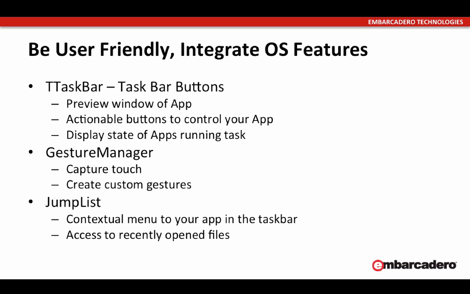Lastly, we will be covering Jump List. Jump List was introduced in Windows 7, and it provides a contextual menu for your application's taskbar button. When a user right-clicks on your app's taskbar button, the contextual menu will open. This menu gives users quick access to recently opened files or frequently opened files within your application.